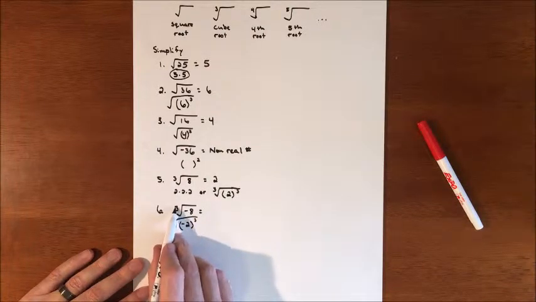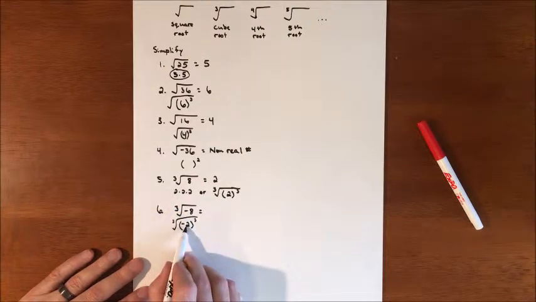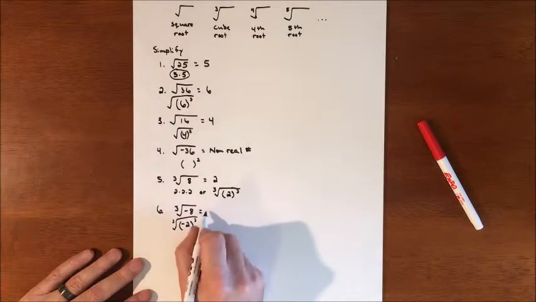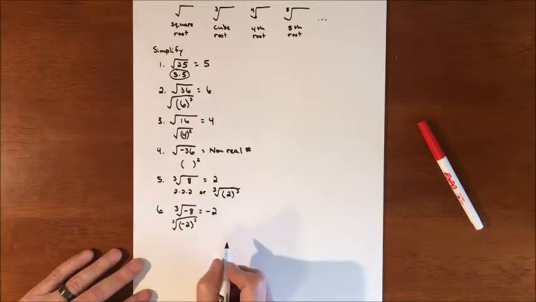If you had an even number, if this was a fourth root or a square root or a sixth root, you wouldn't be able to do this. But if it's a third root, a fifth root, a seventh root, any odds, this is okay. So this cube roots to negative 2.